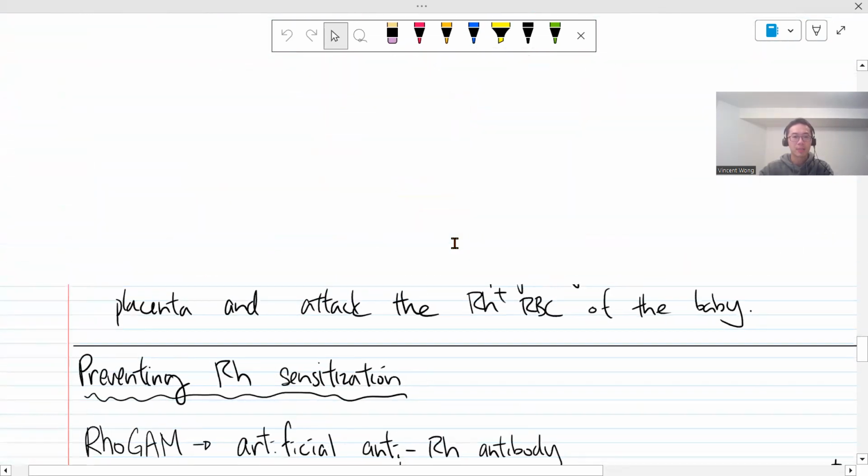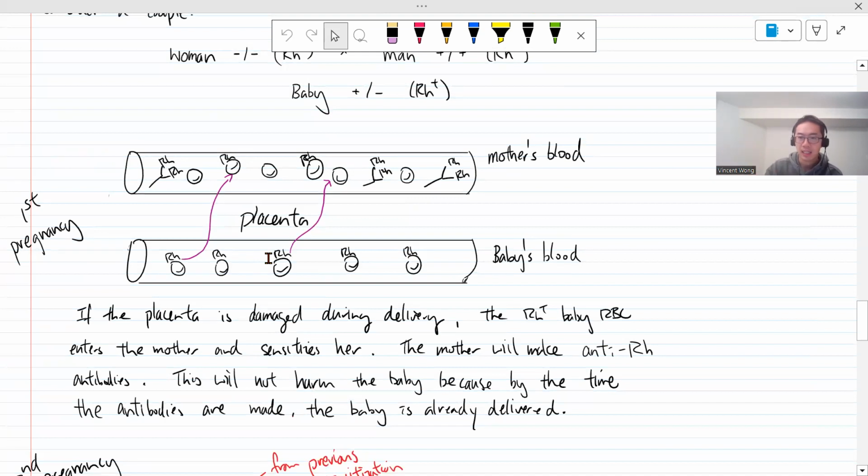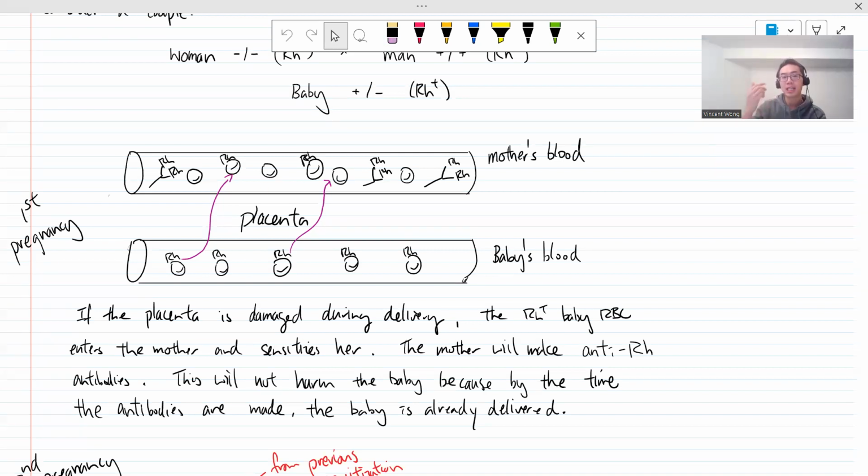Right here. So remember this picture? In the first pregnancy, if the placenta is damaged, then the baby's blood is going to go into the mother's blood, and the mother is going to become sensitized, meaning she is going to start making anti-Rh antibodies. Remember the note we took last week? That whole selecting the naive T cells and the B cells, and ultimately you're going to create the antibodies, except in this case, we're creating the antibodies for the Rh.